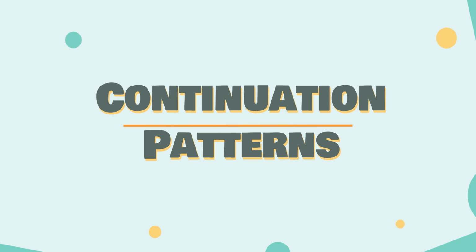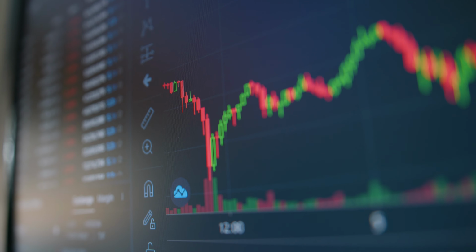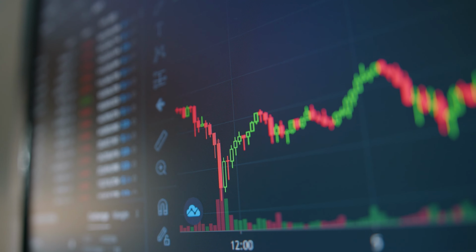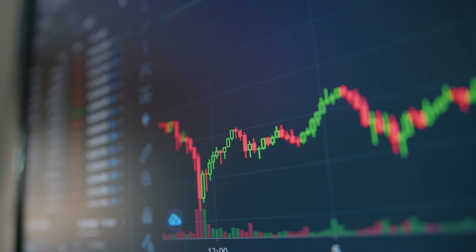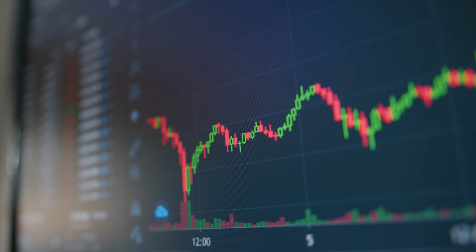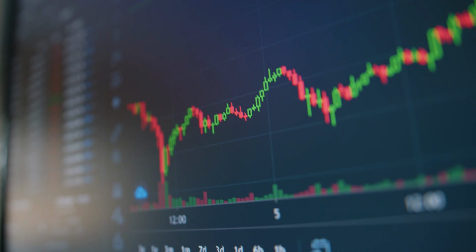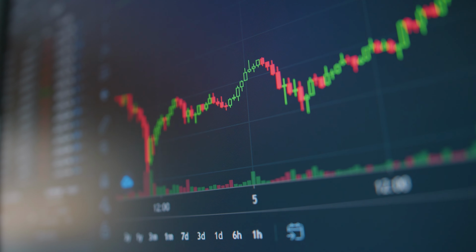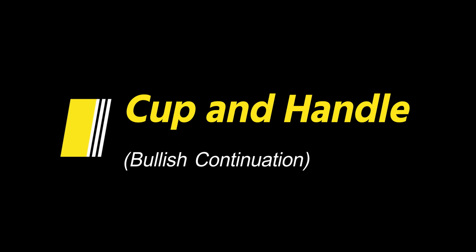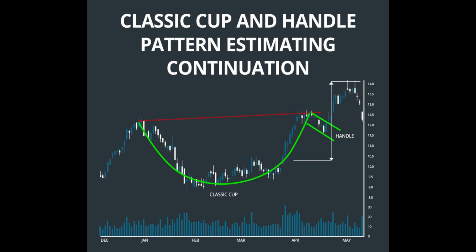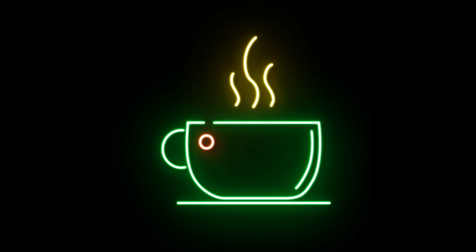Continuation patterns. These patterns show up when the market takes a pause but then continues in the same direction, like taking a breath before continuing to run. 5. Cup and handle, bullish continuation. This pattern looks like, you guessed it, a teacup with a handle.